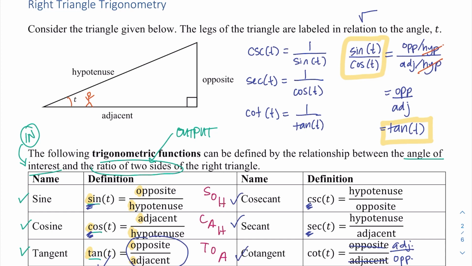And that's true for any angle, right? There's nothing special about this angle t that we're talking about. And this is called a quotient identity. And it's going to be really important as we study trigonometry. So it's something that we want to establish now so that we can use it later on.